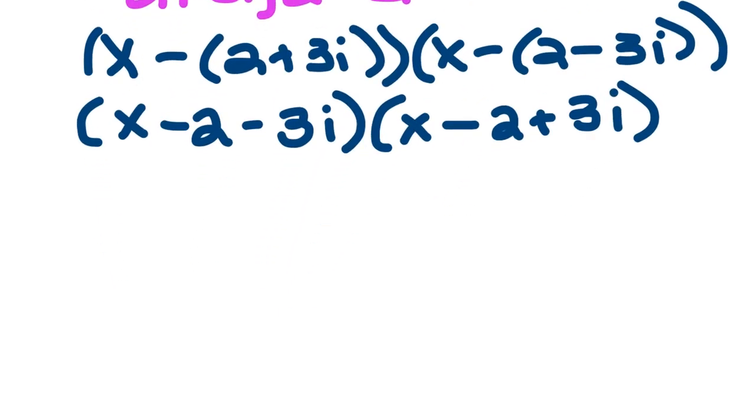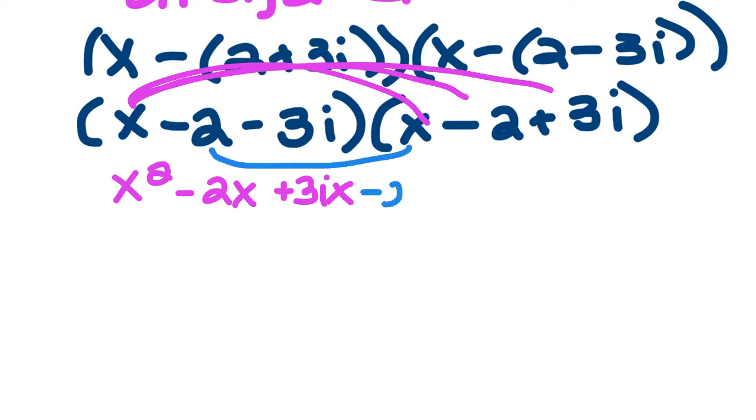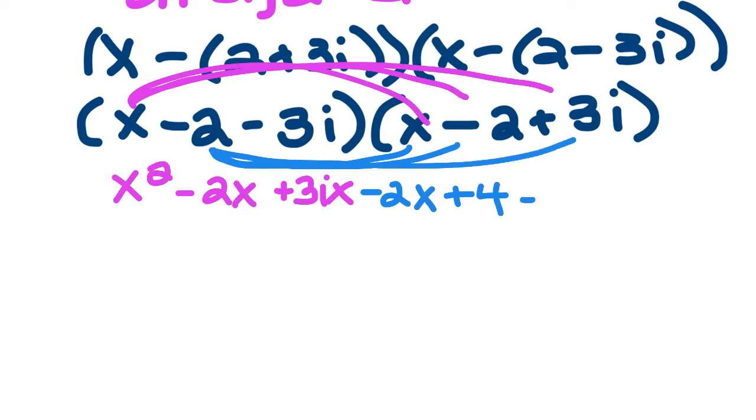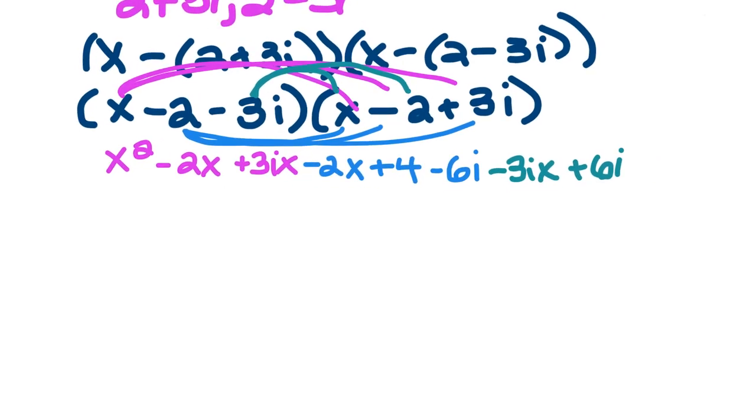So this is where you want to be really careful. Again, I'll pull out the colored pencil so you can color code this, but this is a lot of steps. X times x is x squared. X times negative 2 is negative 2x. X times 3i is 3ix. Then move to the next one. Negative 2 times x. Negative 2 times negative 2. Negative 2 times 3i, negative 6i. And the last one, negative 3i times x. Negative 3i times negative 2 is positive 6i. And the last one is negative 3i times negative 3i, which is negative 9i squared.